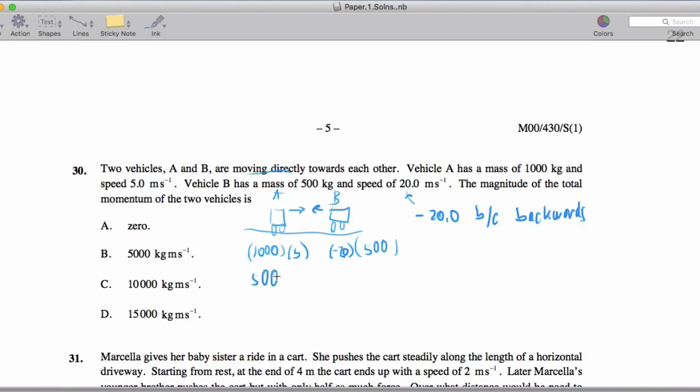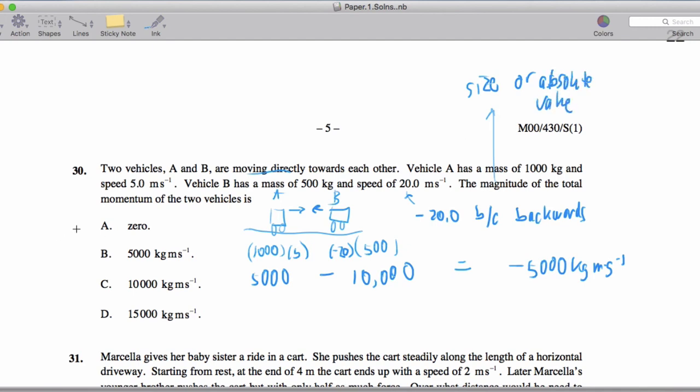So I've got 5,000 minus 10,000, and we want the total momentum. So I'm getting -5,000 kilogram meters per second. But they want the magnitude. Magnitude is another term for size or absolute value. So that's how I'm getting 5,000. All right, so that's question number 30, and we will continue doing 31 through 40 in the next set of videos.